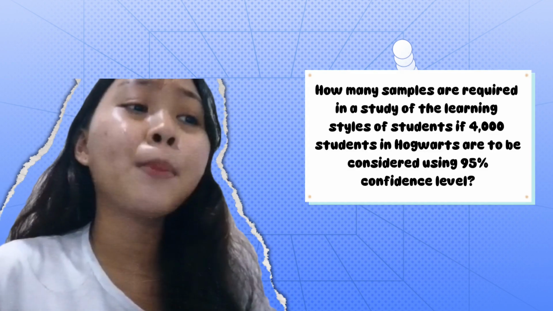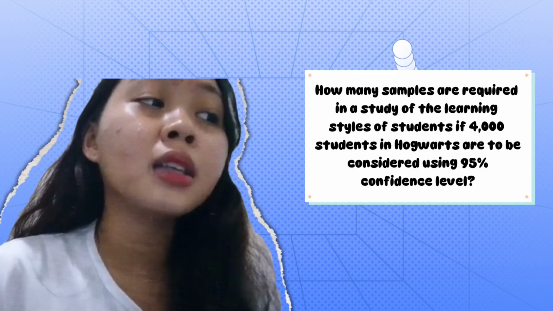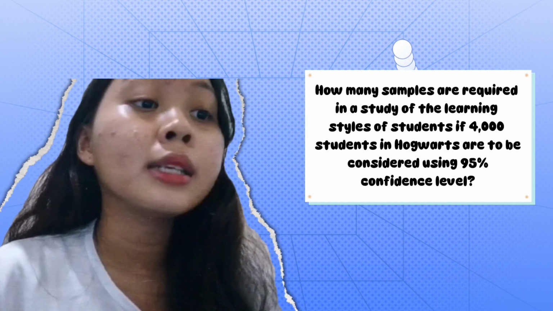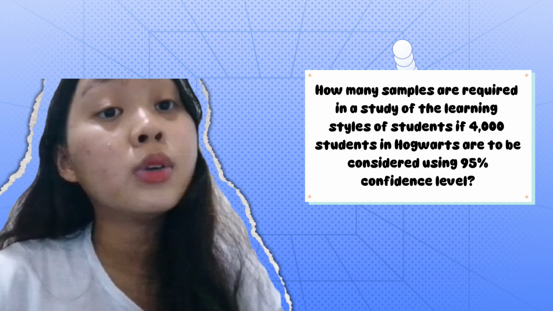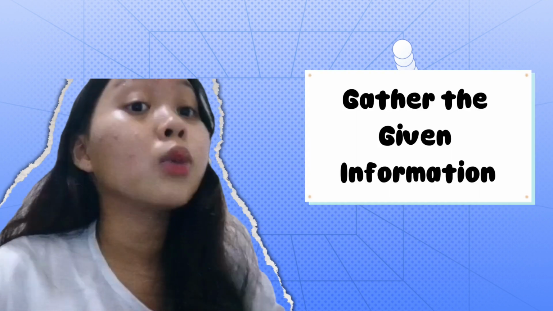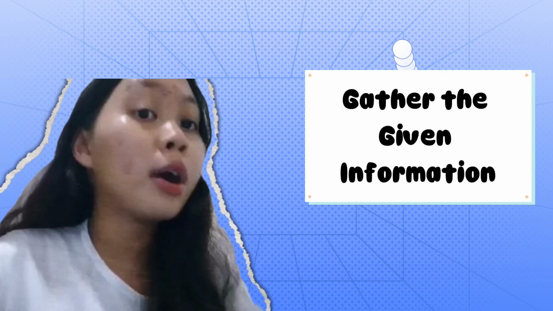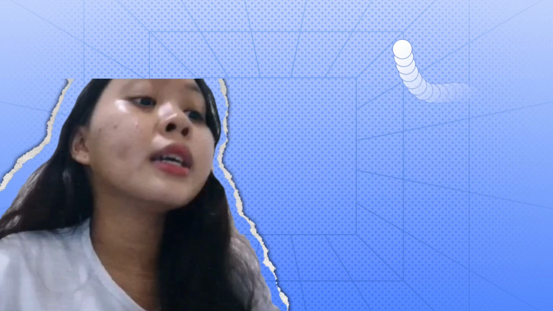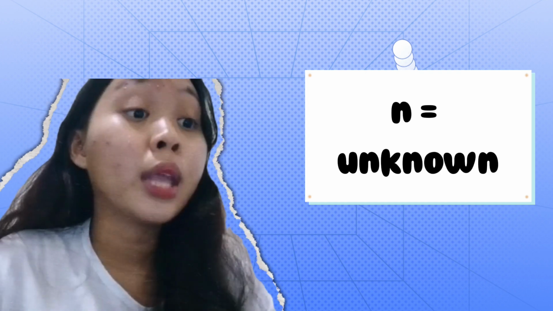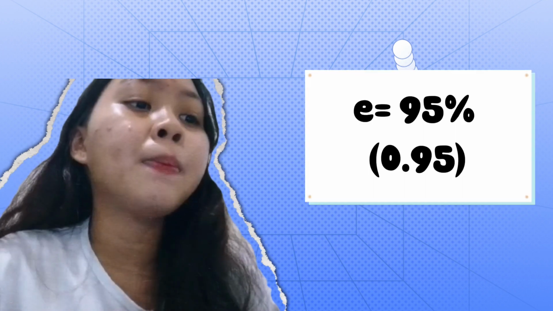How many samples are required in a study of learning styles of students if 4,000 students in Hogwarts are to be considered using 95% confidence level? So, first step, we need to write what? The given, of course. The population here, it is 4,000. The sample size is unknown. And then the E is 95%.